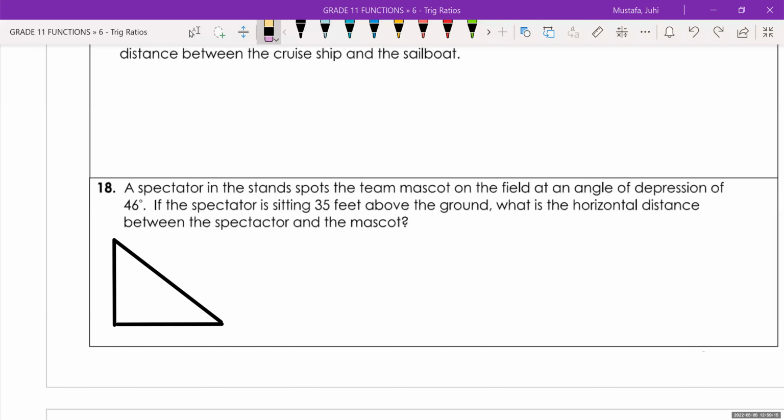Now you always have to be a little bit mindful of angle of depression, because look, I'm going to label this, my spectator is over here at the top, and then the team mascot is down here at the bottom. And if you drew your triangle the other way, that's fine. It's just you're labeling it a little bit different.